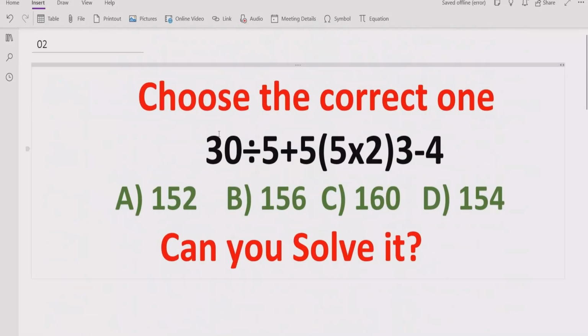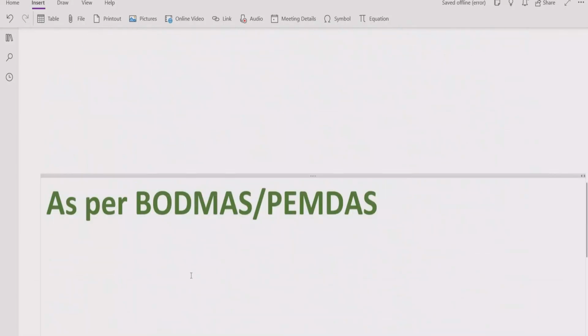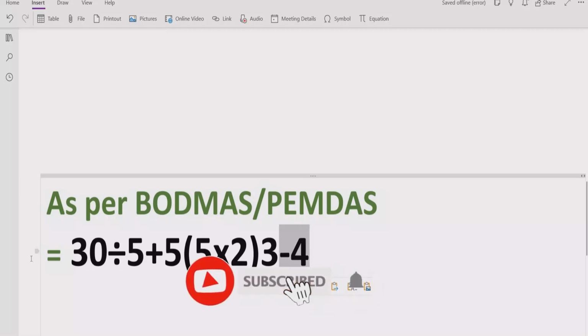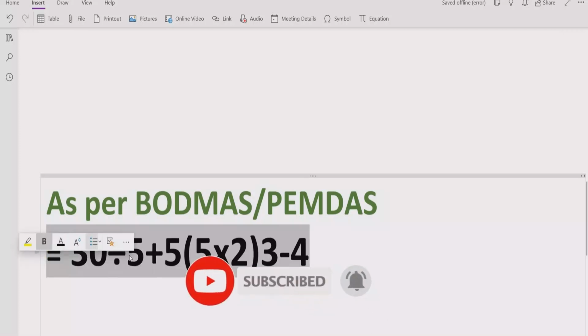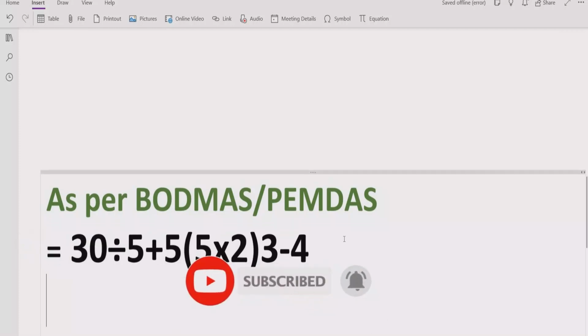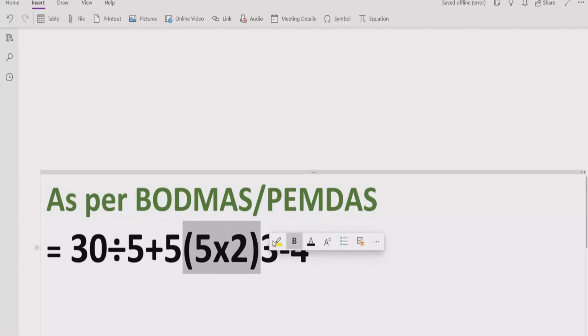First we will write the given expression. This is the given expression, so here we will write it. Now, according to the rule, first you have to look in your expression for a bracket or parenthesis. In our expression, we have this bracket, so we have to solve this part first.